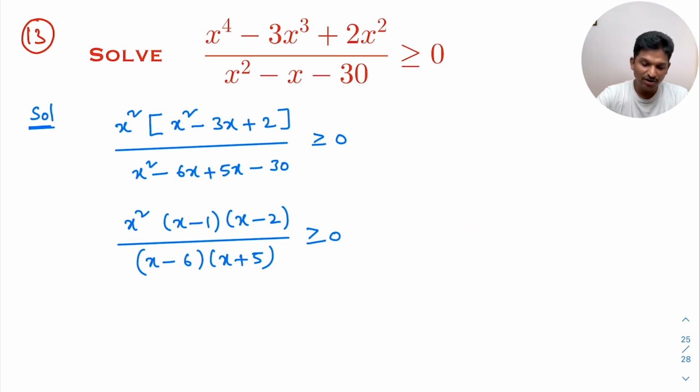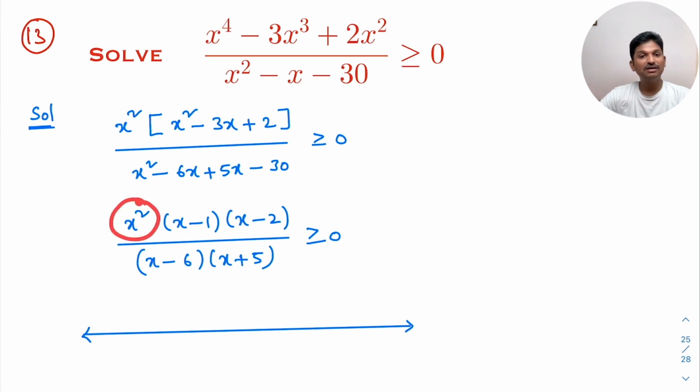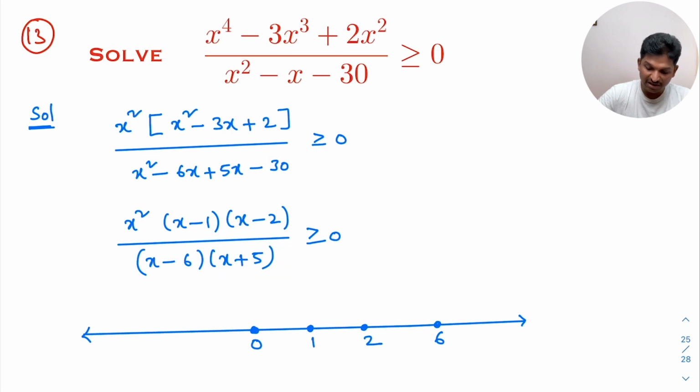Okay, so what I'll do now is go with a number line. I'll mark a number line here. On the number line, you mark these points. Here, x minus 0 whole square, when you equate this to 0, you will get x equal to 0. Mark 0. Equate this to 0, you will get x equal to 1. Mark 1. Now equate this to 0, you will get x equal to 2. Now the denominator part: you equate this to 0, you will get x equal to 6. Equate this to 0, you will get x equal to minus 5. This is minus 5.